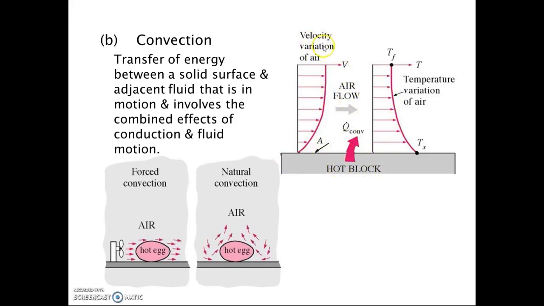So this is what the diagram looks like, the velocity variation of air. This is how the air flows. This is the solid surface, and this is the bulk variation of air.